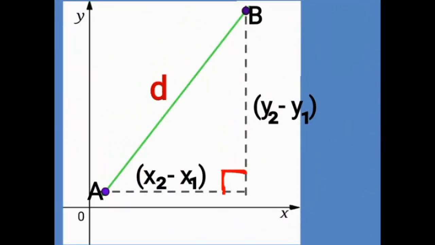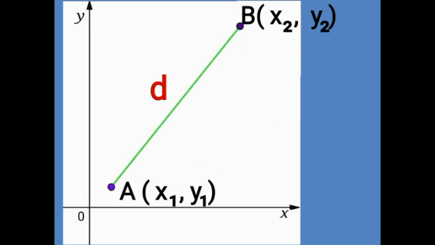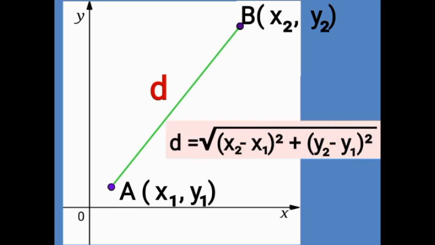As I said earlier, you can find the distance between the 2 points A and B by considering the right angle triangle with hypotenuse AB. So, you can find the distance d between the points with coordinates x1, y1 and x2, y2 by using the formula d equals the square root of x2 minus x1 squared plus y2 minus y1 squared.